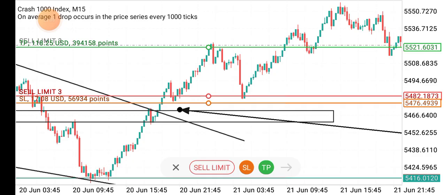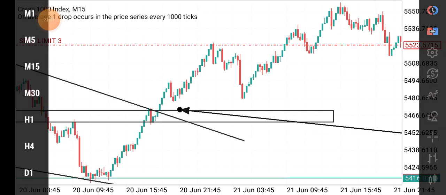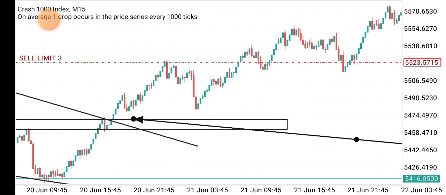See the market bought to the upside with that same strategy. Then it pulled back and came back to this zone. See what happened? The market came back to this same spot where it started buying.